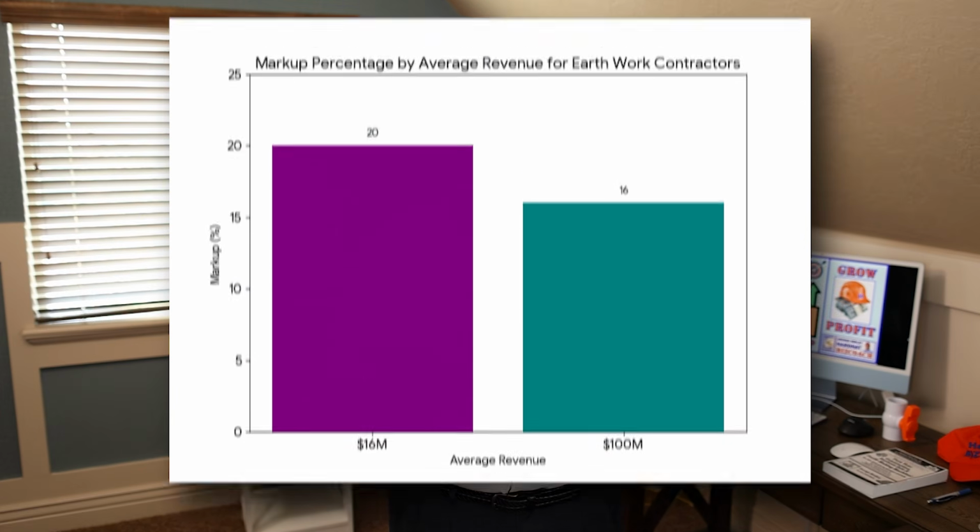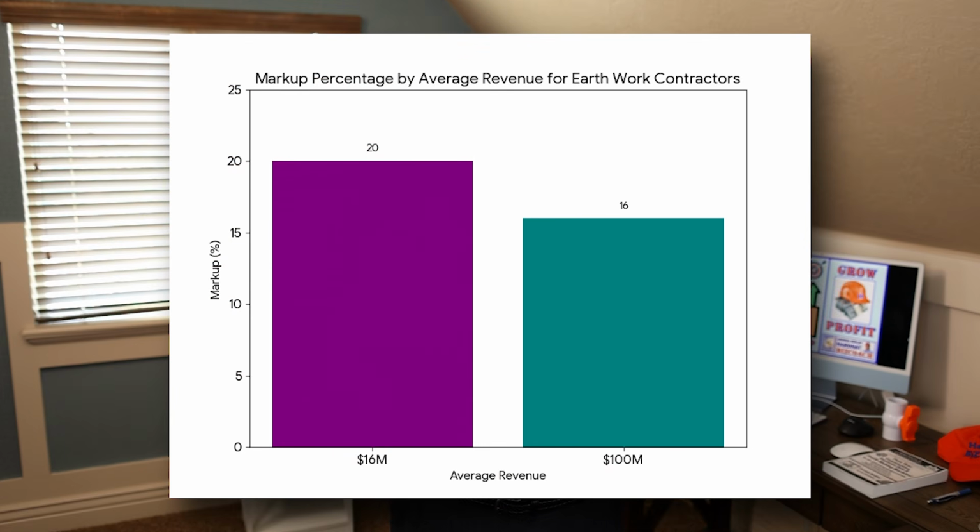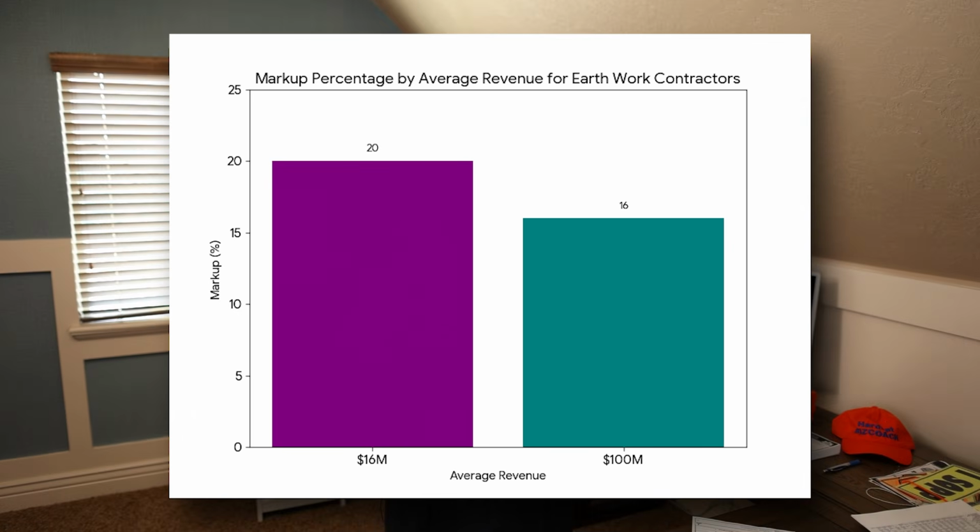So a civil contractor doing about 16 million is going to average a 20% total markup. A civil contractor doing about 100 million is going to be down around 16%. So most of my civil contractors in the 20 to 30 million dollar sales revenue average are generally about 15 and 5. 15% overhead, 5%.